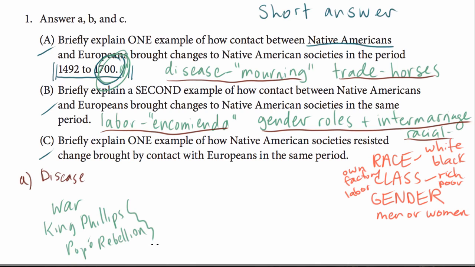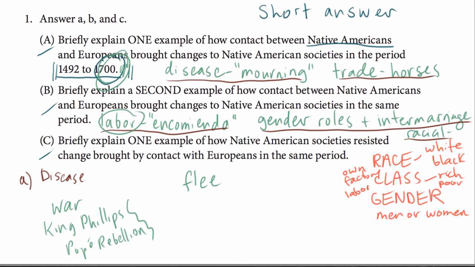Another example of resistance might be going against some of the things we've talked about earlier. So labor, for example. While not all Native Americans were part of an encomienda system, some of them chose to flee. It's one of the reasons why Europeans resorted to African slavery in this time period, because Native Americans knew the landscape very well and could get away when someone tried to enslave them.